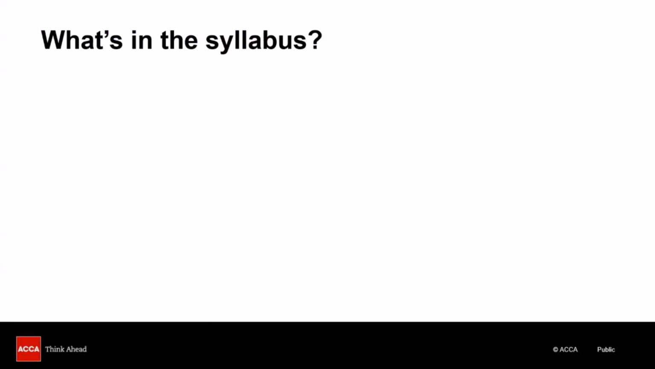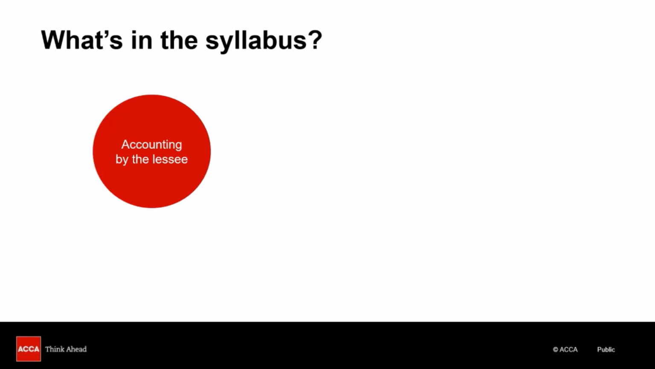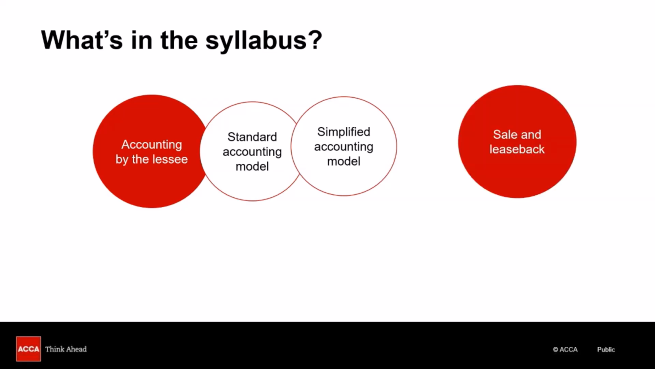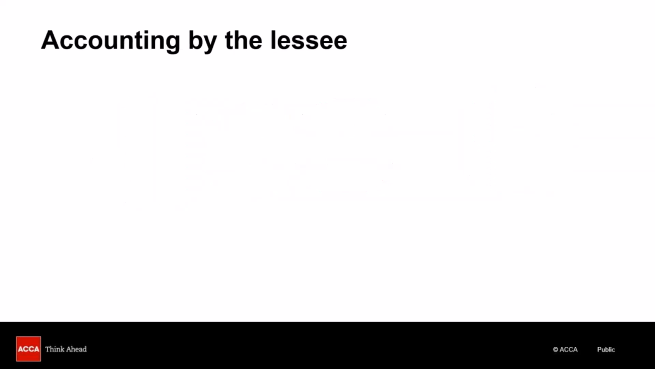Let's start with what's in the syllabus with respect to lease. Now, IFRS 16 is a comprehensive standard, but from the financial reporting exam perspective, we have to focus on accounting by the lessee only. And in the accounting for lessee, there are two subparts. One is the standard accounting model and the other is the simplified accounting model. Other than that, there is sale and leaseback, which is a slightly tricky area. In this video, we are going to cover both the accounting by the lessee in general and the sale and leaseback working also. We'll be looking at both the accounting models as well.